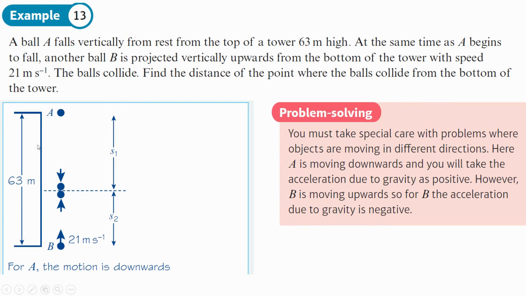And our diagram looks a bit like this. Here's our tower, 63 meters. A's at the top, is being dropped down. B's at the bottom, being projected upwards. And they're going to meet at some point. We don't know what that is.